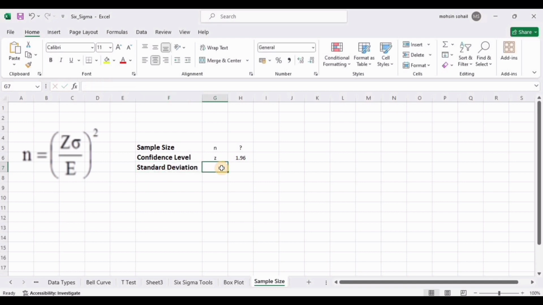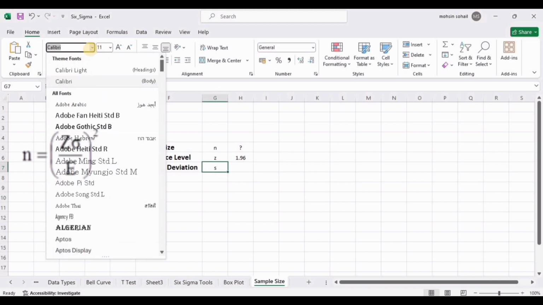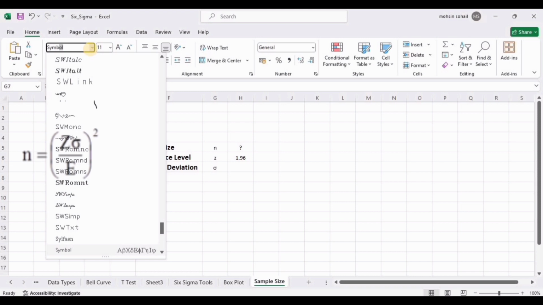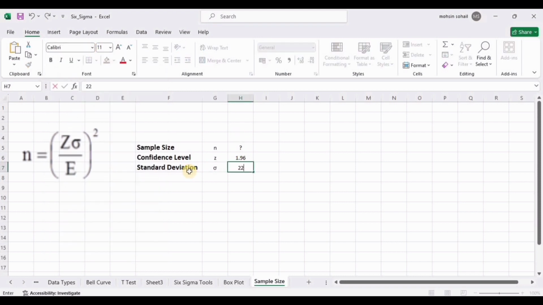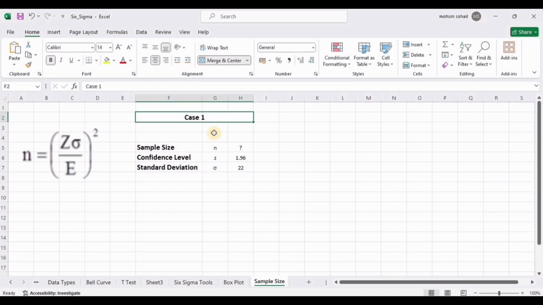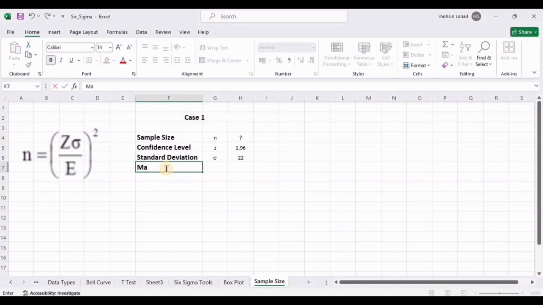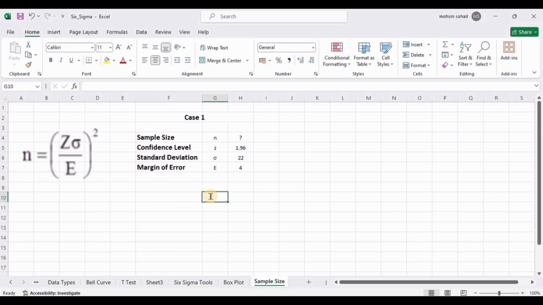Standard deviation: type S here, and in fonts just choose this symbol, and here we will get the sigma symbol in Microsoft Excel, and its value is 22. This is case 1. We will also solve case 2 for it. Margin of error, we call it as E, and that is 4. And now let's solve it, guys.